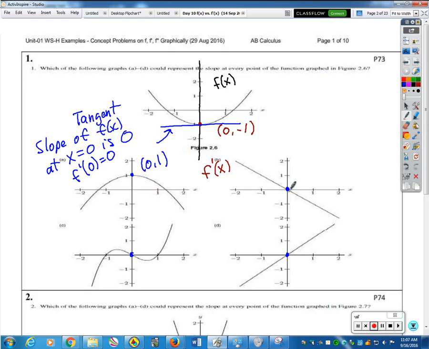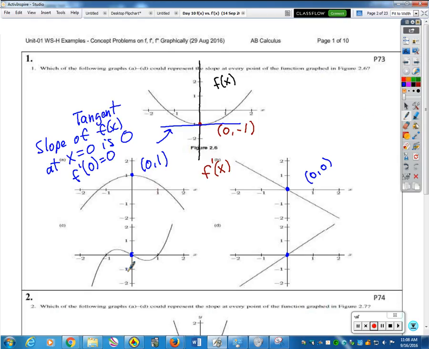Because this point here, what's the x coordinate right there, Jeff? Zero. So that has an x coordinate of 0 and a y coordinate of 0. The x simply tells you where to look. So if you look back at f, at x equals 0, this 0 means you should find a tangent slope that is equal to 0. Did that make sense? Do you see why these three are possibilities? This one is not. Perfect.